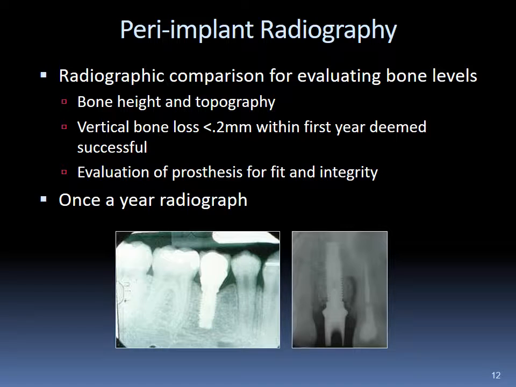Peri-implant radiology is used to compare bone levels. Bone height changes of less than 0.2 of a millimeter in the first year are deemed successful. The prosthesis should be evaluated for fit and integrity, and radiographs should be taken every year.